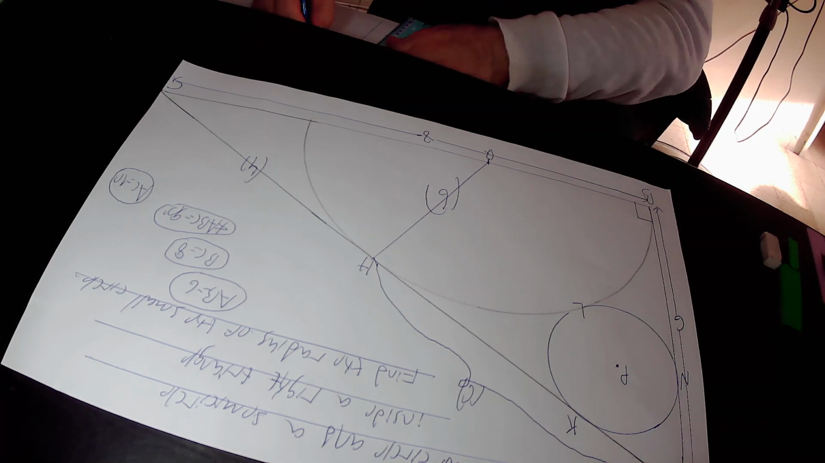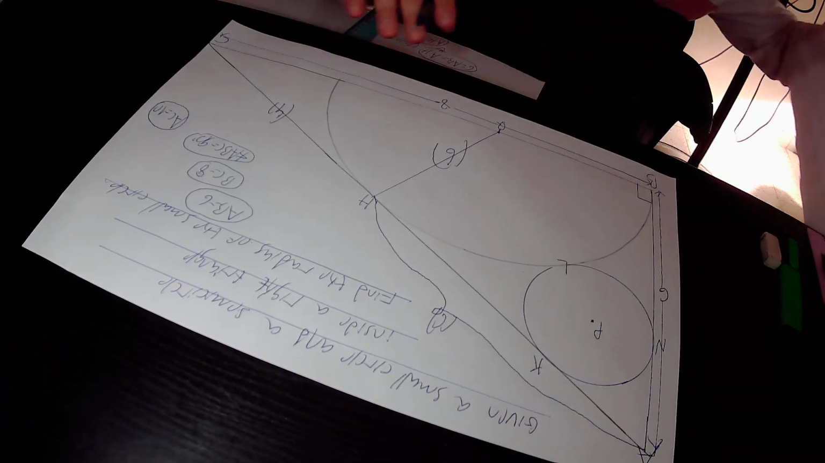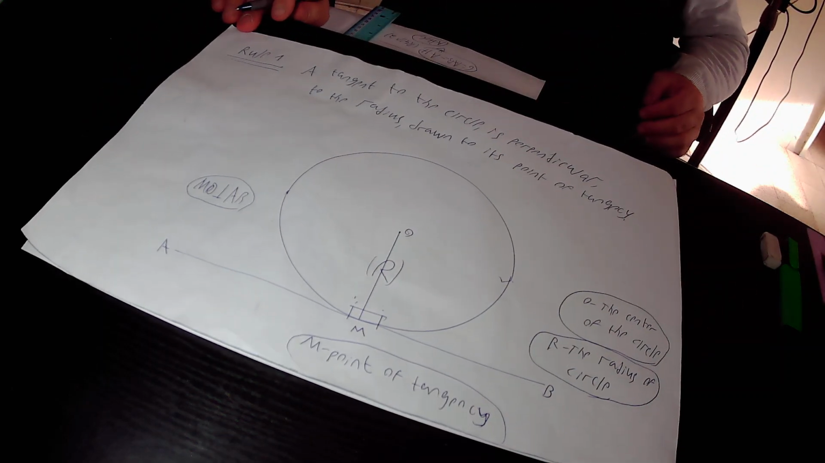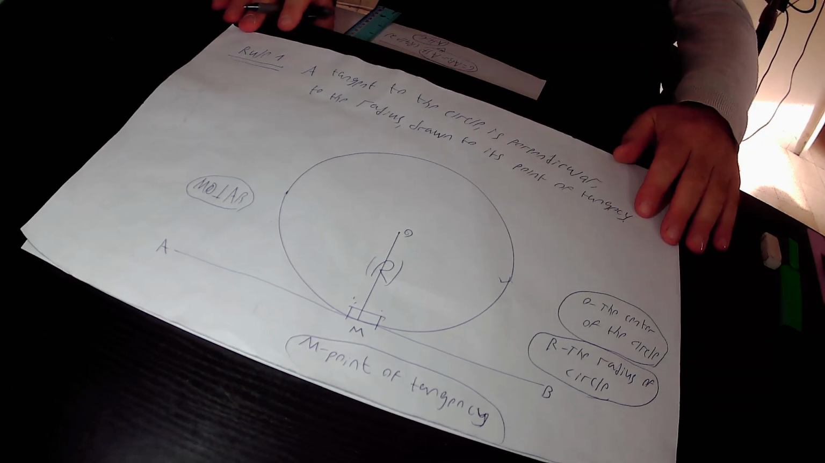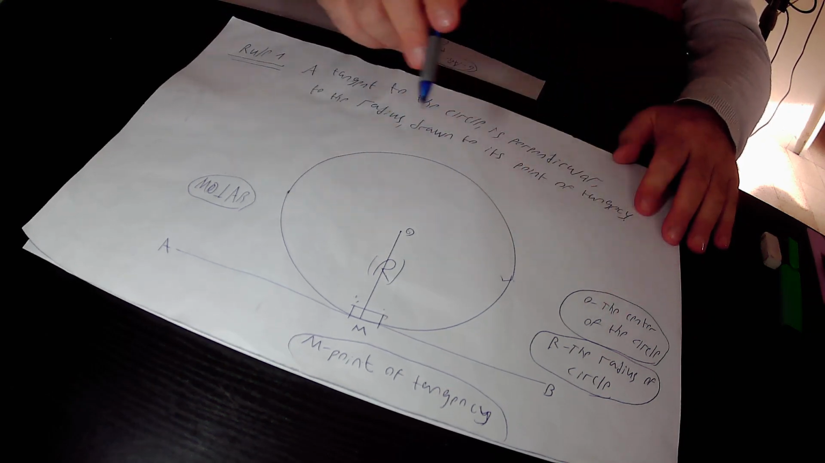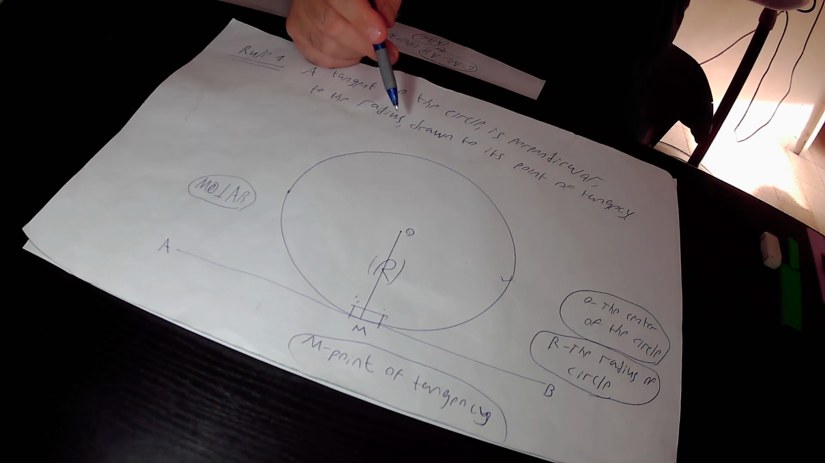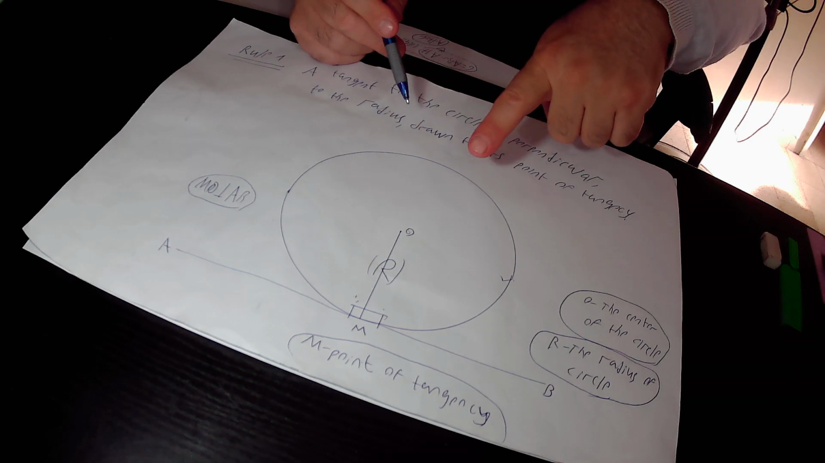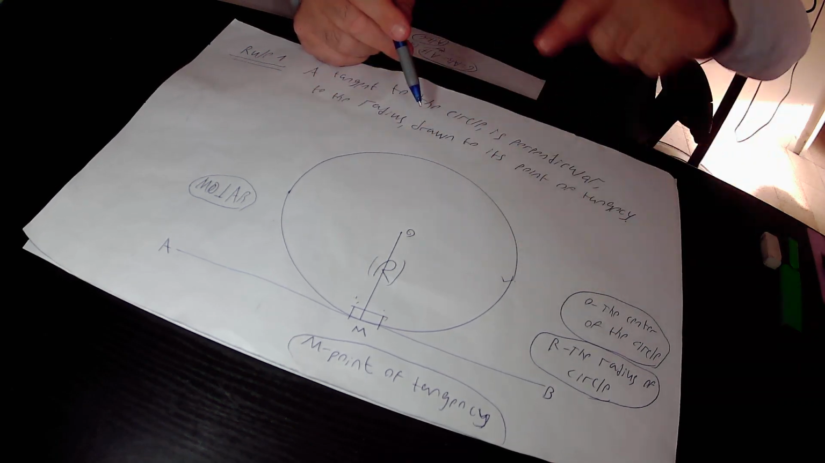I'll repeat quickly on rule 1. According to rule 1, the tangent to the circle is perpendicular to the radius drawn to its point of tangency. So in the drawing, we have a circle, and this is tangent AB, which is tangent to this circle at point M. In addition, we have the radius OM that equals R. The radius OM is drawn to point M, which is the point of tangency of tangent AB.